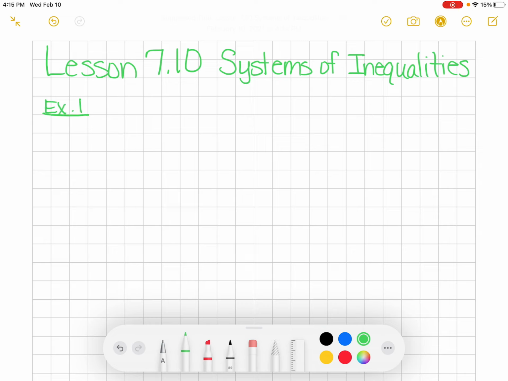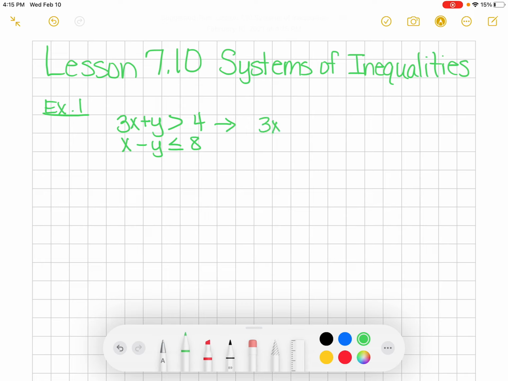So example 1, we're going to have 3x plus y is greater than 4, and x minus y is less than or equal to 8. Remember, when you're graphing, you need to look at it like an equal sign when you're starting out. So I can either do a t-chart with these or slope-intercept form. I'm going to pick two different things. On my first one, I'm going to do slope-intercept form.